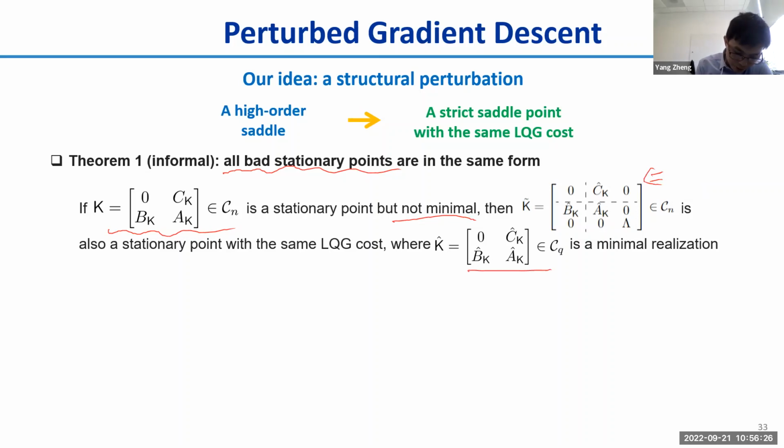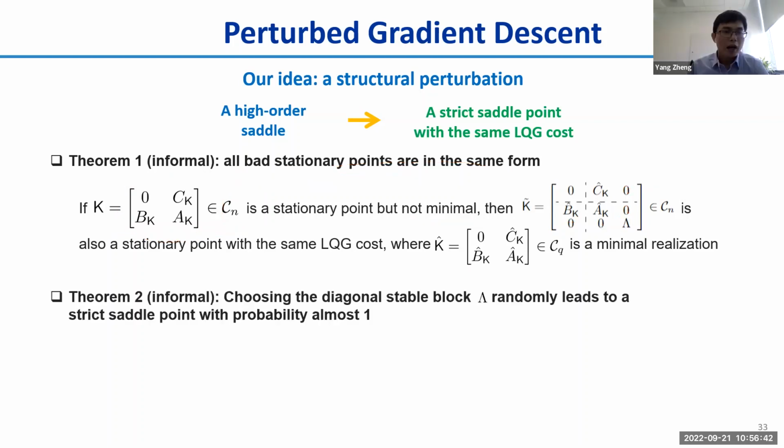So basically, you can jump from a stationary point to a stationary point in this form, and there are some zeros. This is basically the uncontrollable, unobservable mode. And this block you can choose randomly. You can choose it to be any stable block. And second, we prove that if you choose this block randomly, the resulting point will be a strict saddle point with probability almost 1. There's a technical condition to guarantee this will be a strict saddle point.